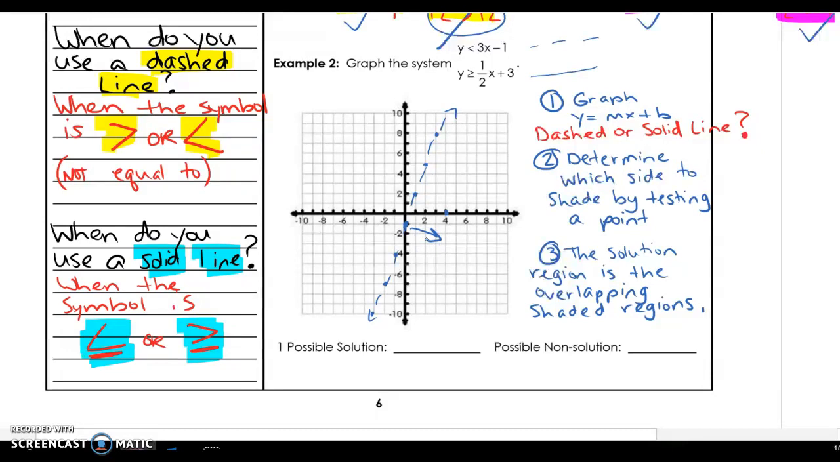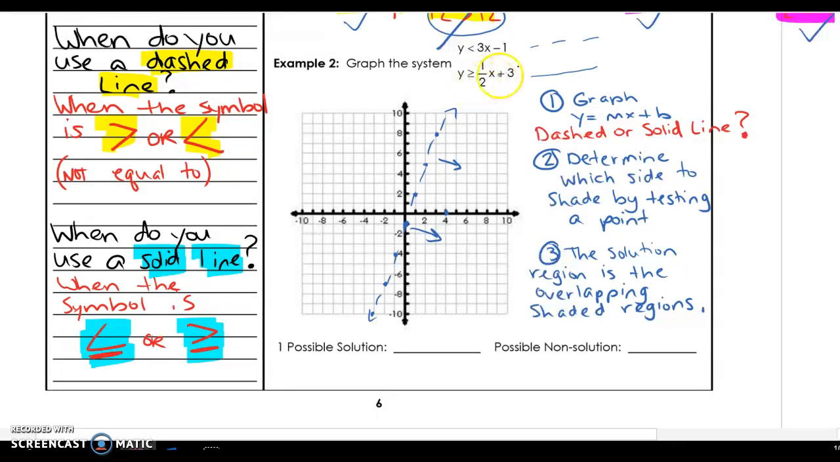So I'm going to leave it like that for right now. I'm not going to shade. I'm just going to indicate that the points on this side of the line are solutions. Again, I just tested a point to see that this point is a solution, so all the points on this side of the line are solutions. Now let's graph the second line.